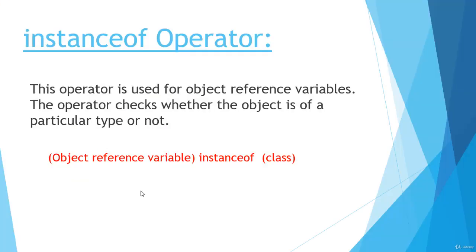Next, we have the instanceof operator. This operator is used for object reference variables. The operator checks whether the object is of a particular type or not. First of all, we have to type the object reference variable, then the instanceof operator, and then the class name. I know that right now you don't know about objects and classes, but soon we are going to discuss classes and objects in our future videos. You just have to focus on the instanceof operator.